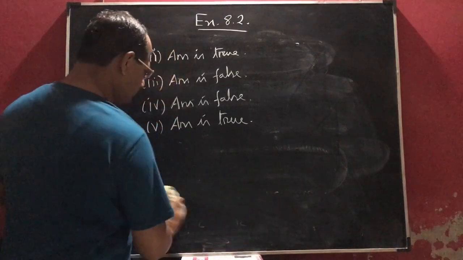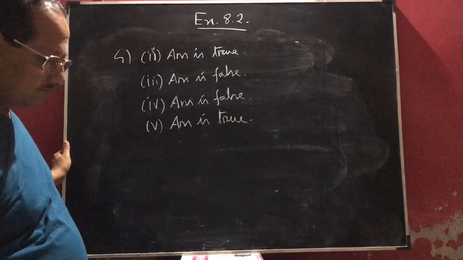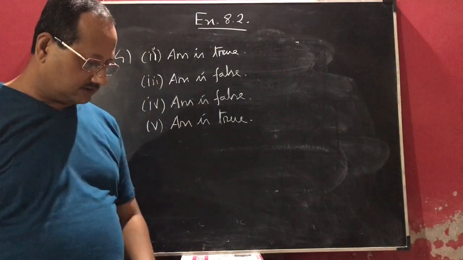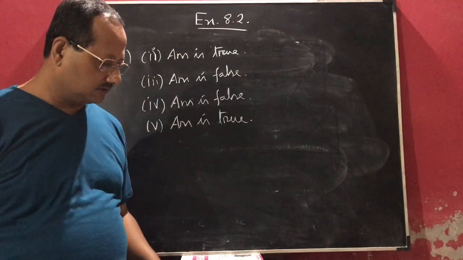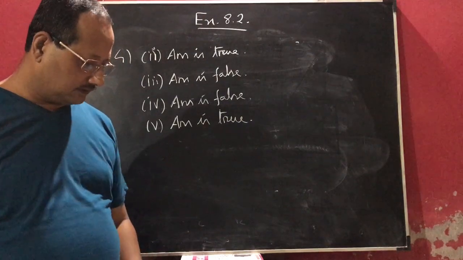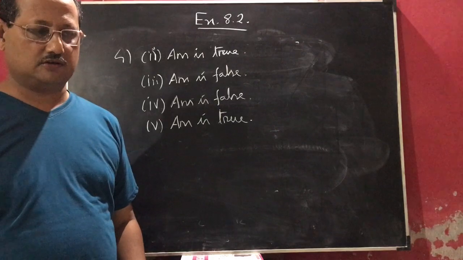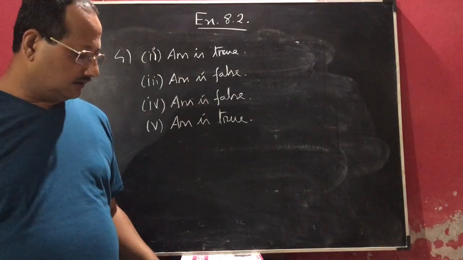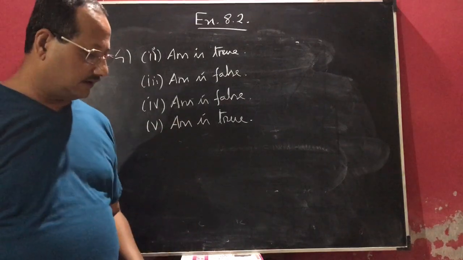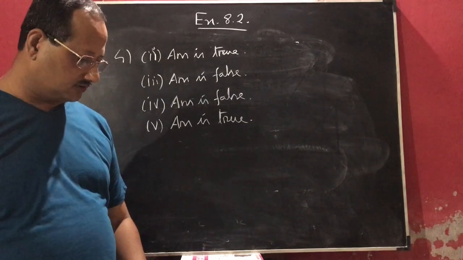So these are the solutions of exercise 8.2. In the next class I am going to the next chapter, next topic, trigonometric ratios of complementary angles. Today I stop here, and next class I will discuss trigonometric ratios of complementary angles.